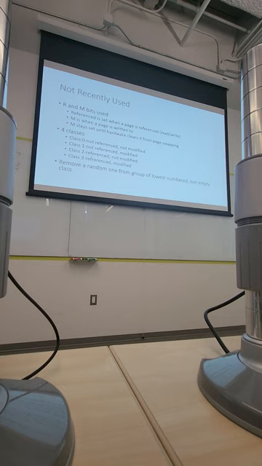Okay, so those classes, 0, 1, 2, 3, which one are you going to swap out first? Class 0, 1, 2, or 3? Zero. Because you haven't looked at it recently, and you haven't modified it.